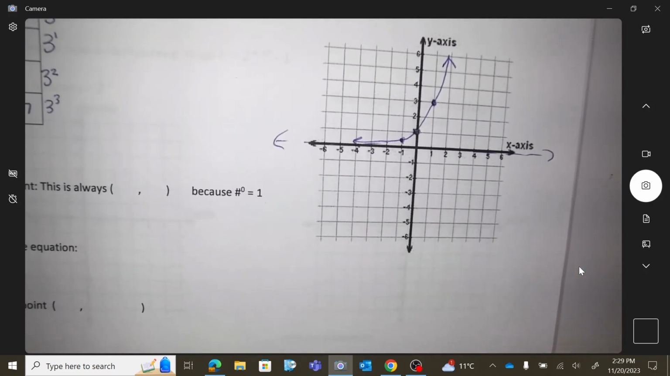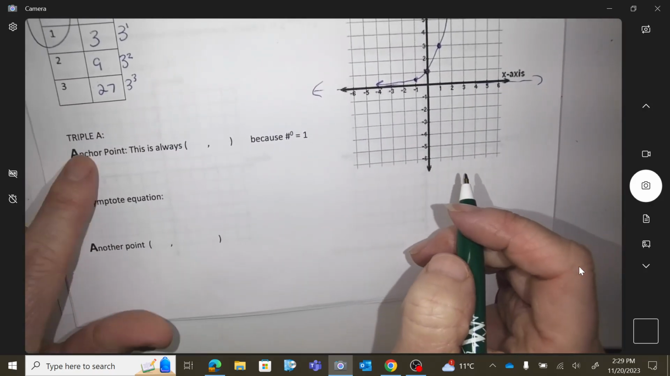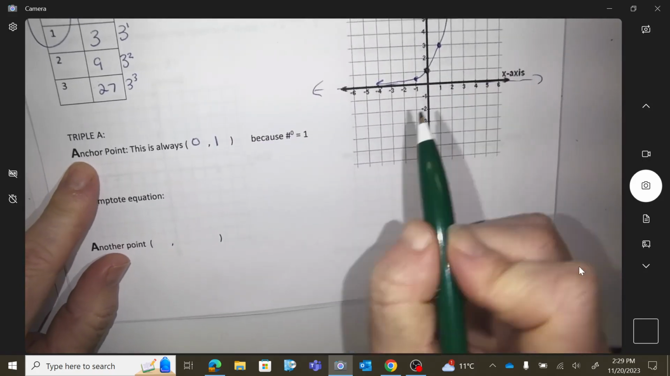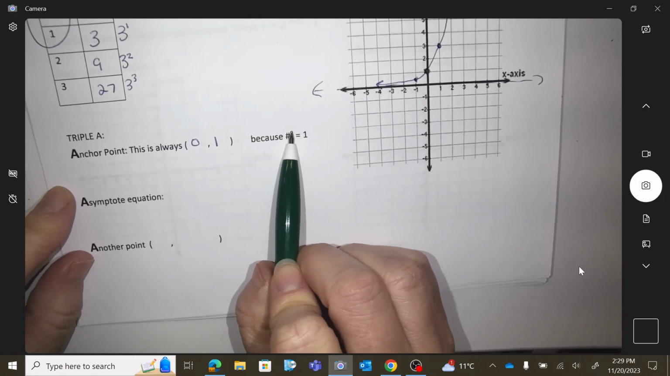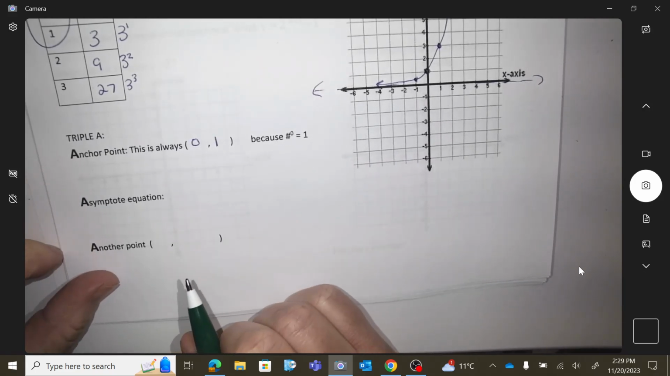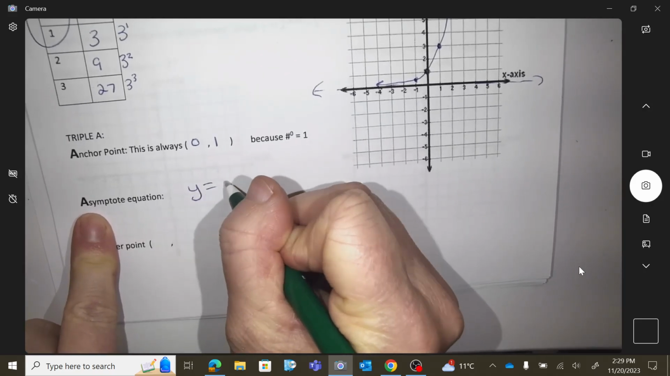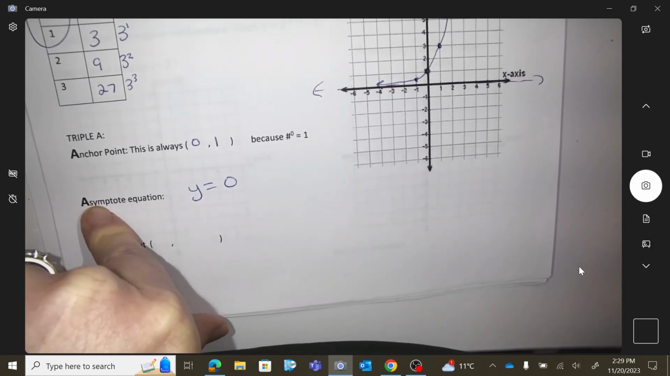Okay, so the general rules: if there are no transformations, the anchor point is always 0, 1, because it doesn't matter our base. If x is 0, y is 1. The asymptote is always y equals 0, unless there's a transformation.